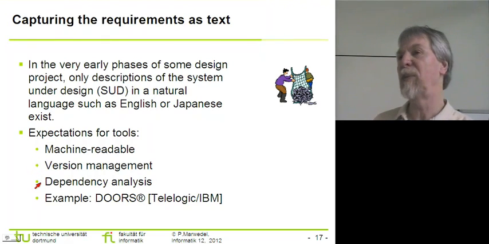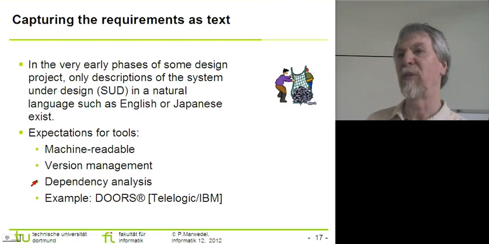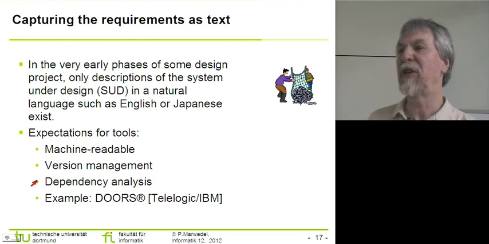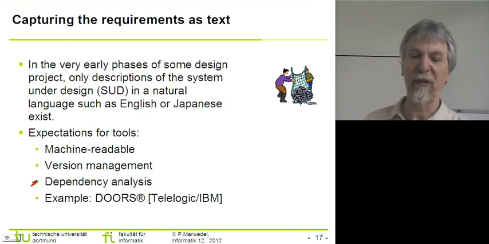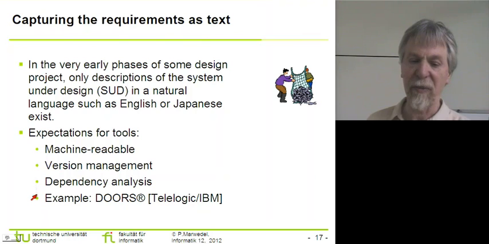And also it would be nice to be able to explicitly represent dependencies between different parts of our description. So for example, there might be some text which implies some other text, and that in turn implies some third text. These dependencies would be nice if they were explicit in our design representation.